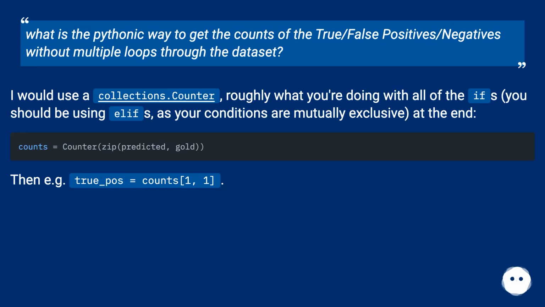What is the Pythonic way to get the counts of the true/false positives/negatives without multiple loops through the dataset? I would use a collections.Counter. Roughly what you're doing, with all of the ifs, you should be using else, as your conditions are mutually exclusive at the end. Then for example true_pos equals counts[1, 1].